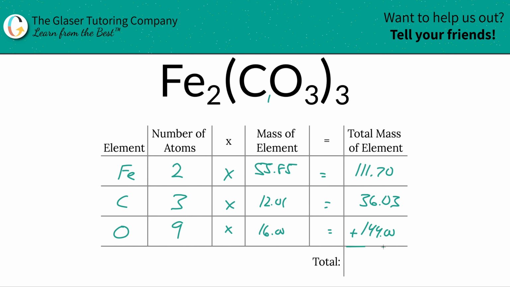All right. To then find the total mass of the entire compound, all you have to simply do now is add up this particular column. And when you do that, we find a total mass here of 291.73. And the units here are AMU, atomic mass unit, and that's because we're solving for molecular mass.